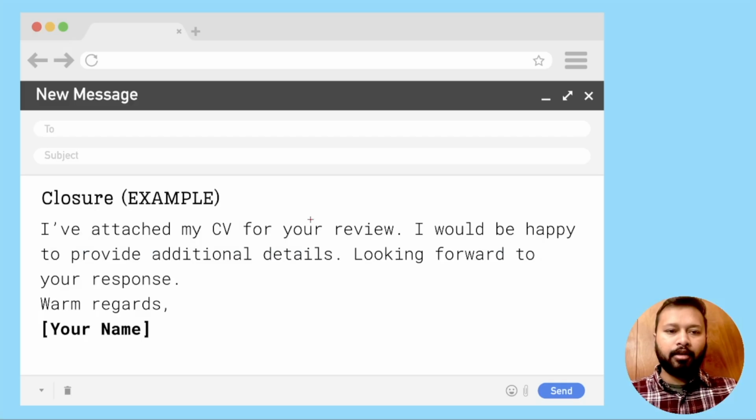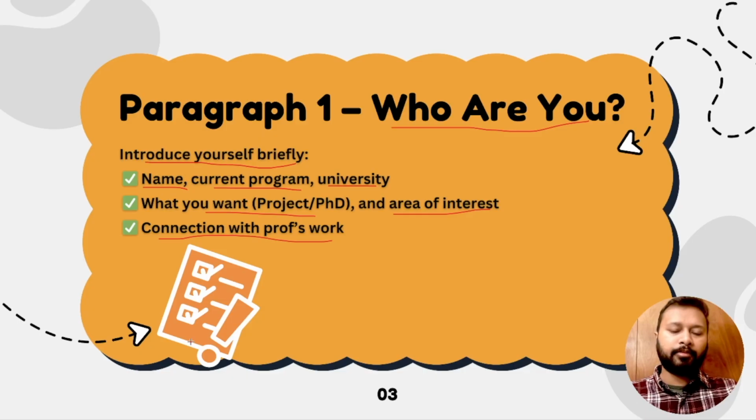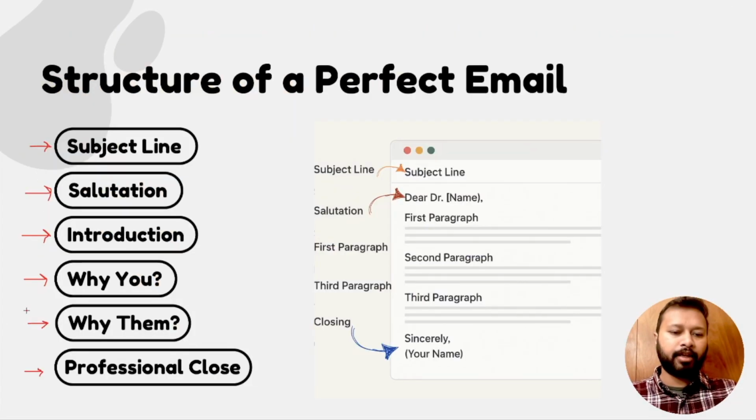Okay, so this is how you can close your email: I have attached my CV for your review. I would be happy to provide additional details. Okay, this shows that you are available, and looking forward to your kind response, or looking forward to your response, which means you are being respectful over here. Warm regards and your name. Okay, you can also mention your email address at the bottom. So these are the different parts of a particular email which we have discussed.